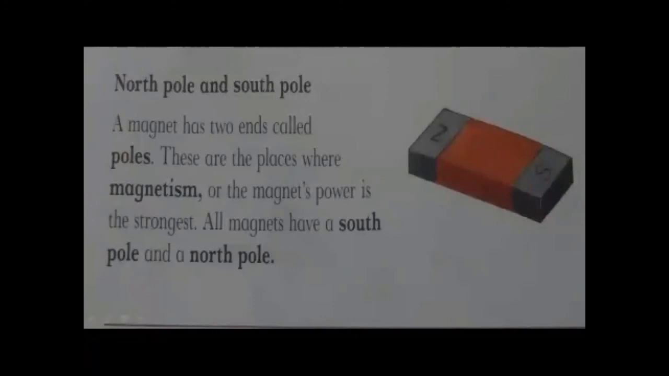So what do all magnets have? All magnets have two ends called poles. These are the places where magnetism, or the magnetic power, is stronger. So student, what is magnetism? Magnetism is a force that can attract or repel objects that have magnetic materials like iron.